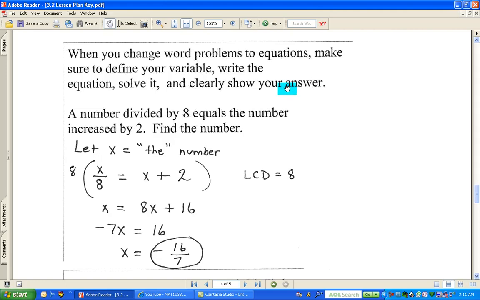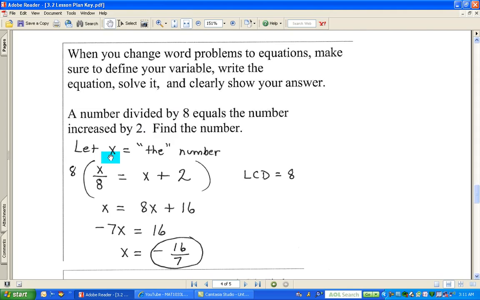What I mean by this step is sometimes the x is not your answer. For example, the question may say, find the angles, the interior angles, plural, of the triangle. Well, there's not just one answer, there would be three. So always remember to answer the question. Let's start off with a fairly direct problem. A number divided by 8 equals the number increased by 2. Find the number.